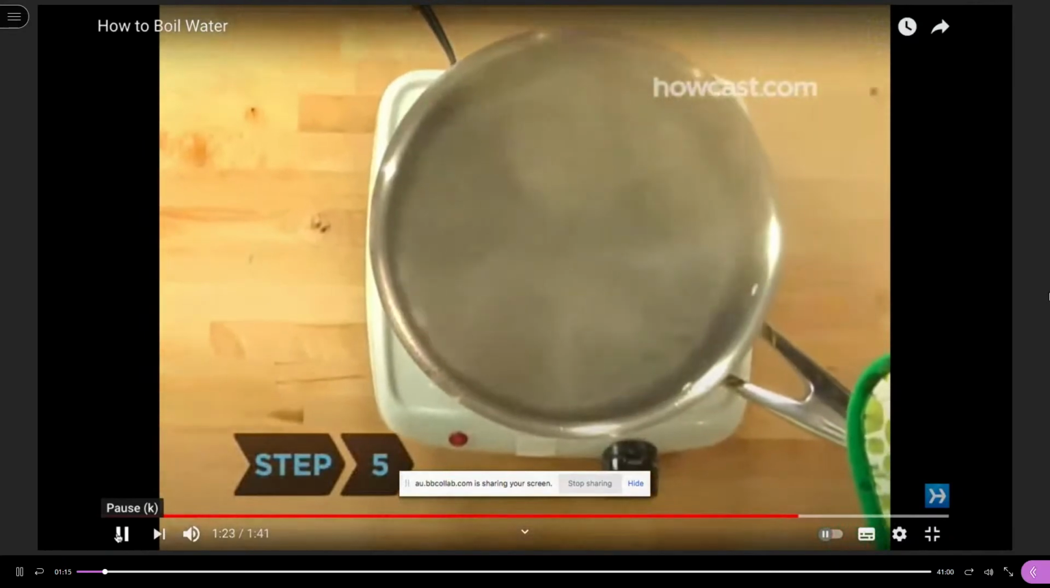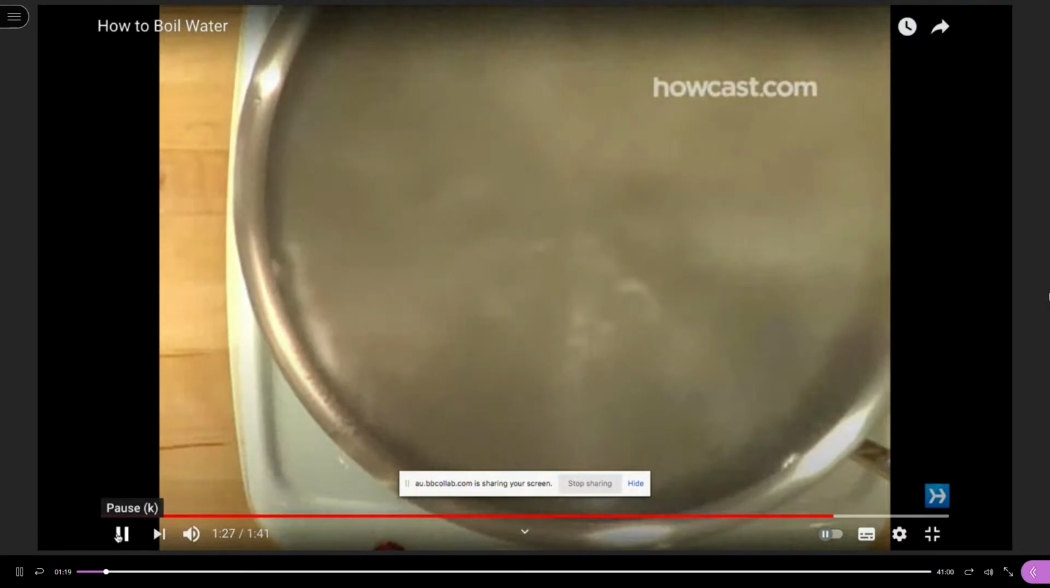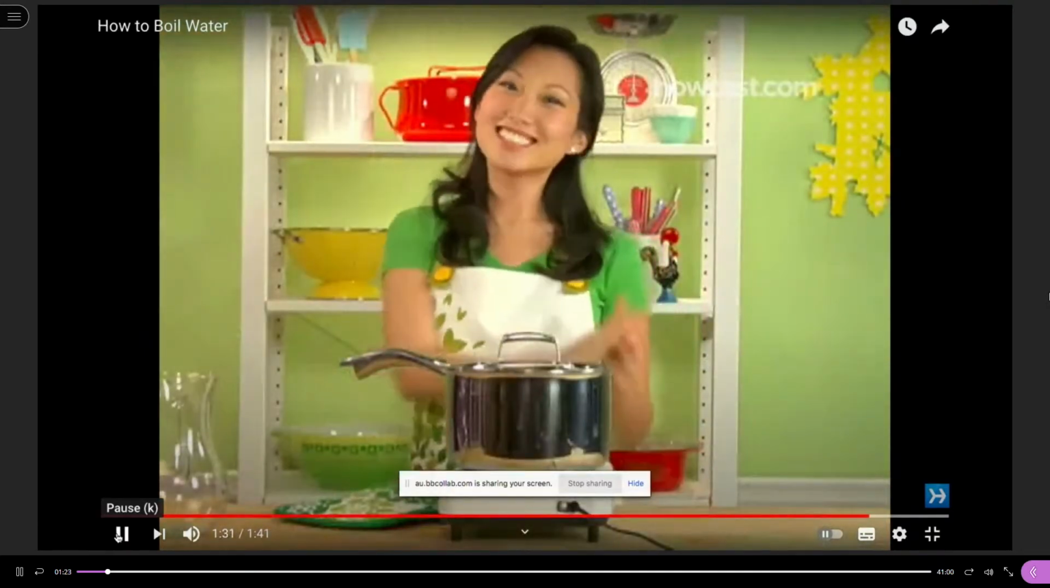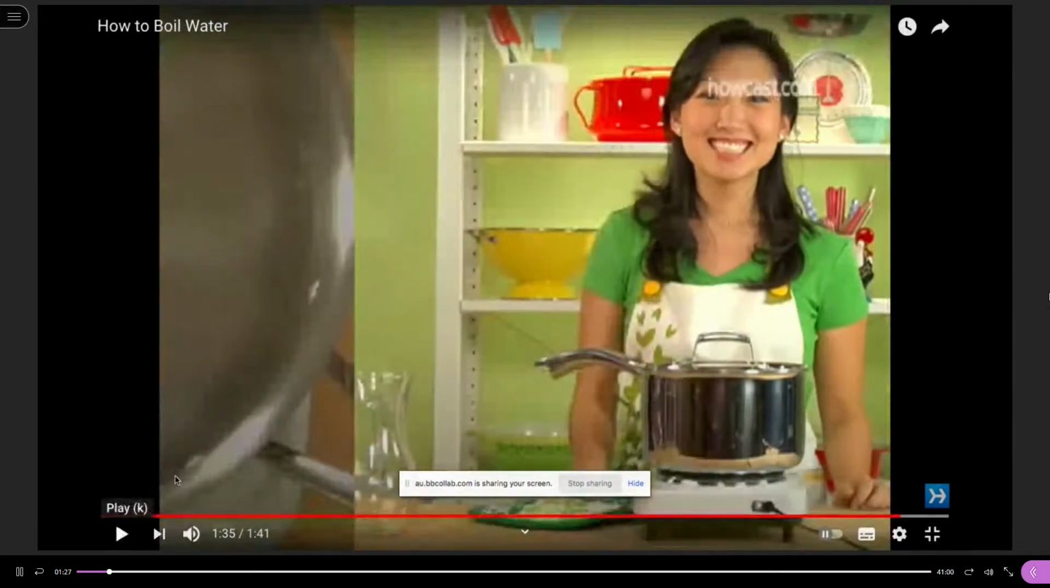Step 5. Once large bubbles are flowing in steady streams from the bottom to the top of the pot, the water is boiling. That's it. You've done it. Cue the trumpets and congratulate yourself. You're at least as smart as a not-so-smart monkey.